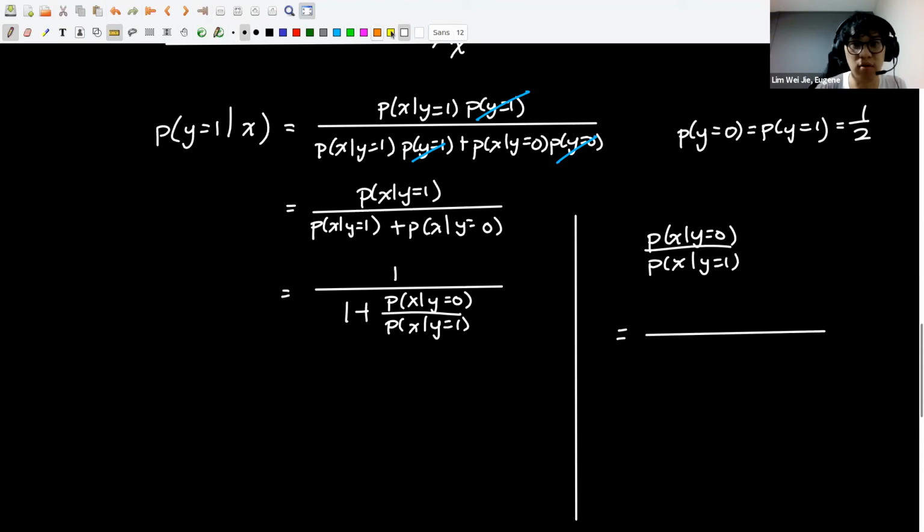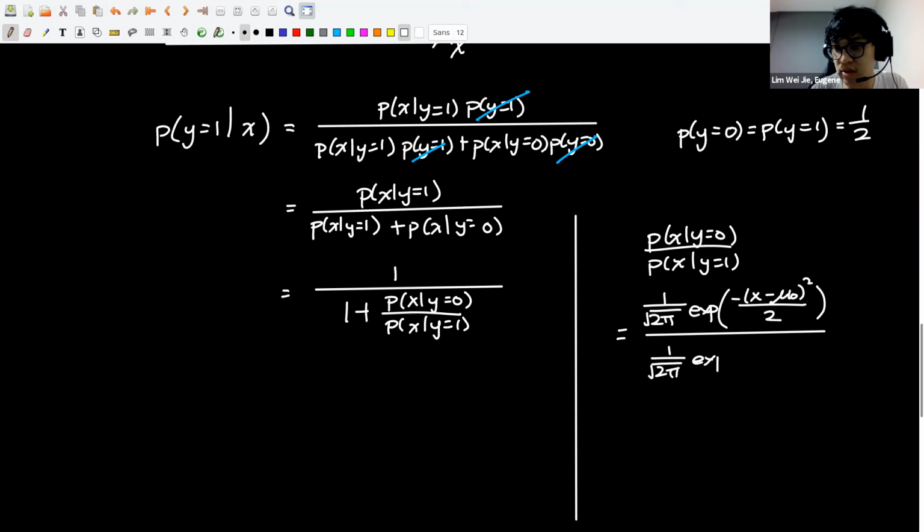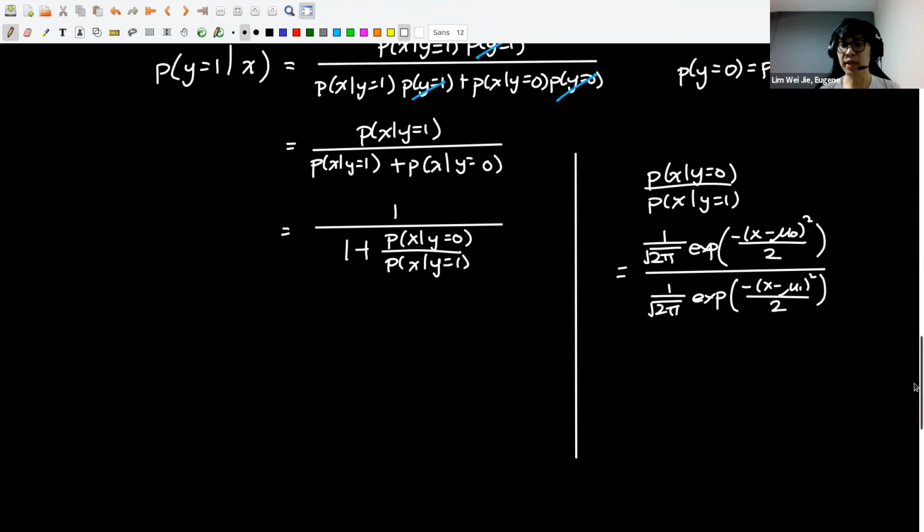It's going to be a slightly longer expression. So we will have 1 over square root of 2 pi, remember the variance is 1, e to the power of negative x minus mu naught squared divided by 2, divided by 1 over square root of 2 pi e to the power of negative x minus mu 1 squared divided by 2. And of course, we can do some very nice cancellation here. We can cancel away this term, and then combine the exponential terms together. So we have e to the power of negative x minus mu naught squared plus x minus mu 1 squared, and again, the whole thing is divided by 2.